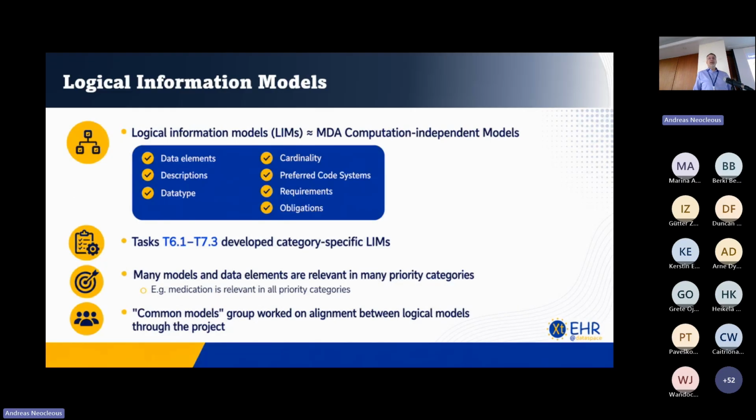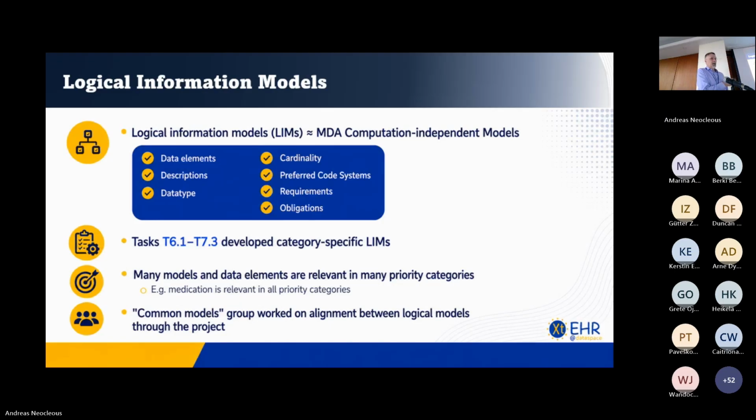Logical information models, that's not something we invented ourselves. So those who are into architecture name dropping, this is something similar to computation independent models in model-driven architecture. So this means that it should be technology-agnostic models that are used for further elaboration and refinement on the technical level.